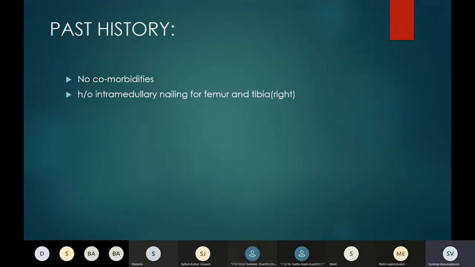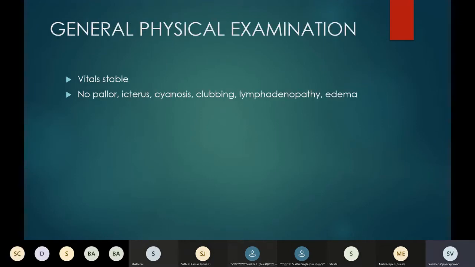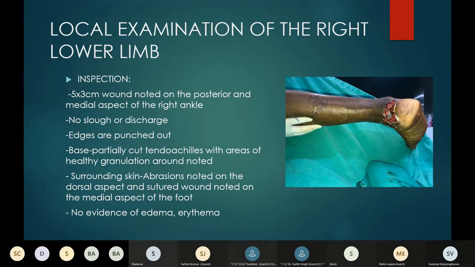Coming to the past history, the patient does not have any history of comorbidities. He underwent intramedullary nailing by our orthopedics department for the femur and tibia fracture. Coming to general physical examination, vitals were stable. There's no evidence of pallor, icterus, cyanosis, clubbing, lymphadenopathy, or edema.